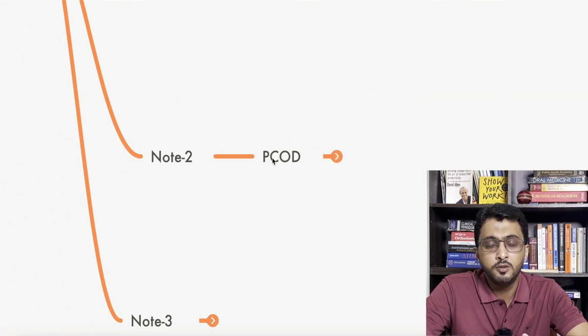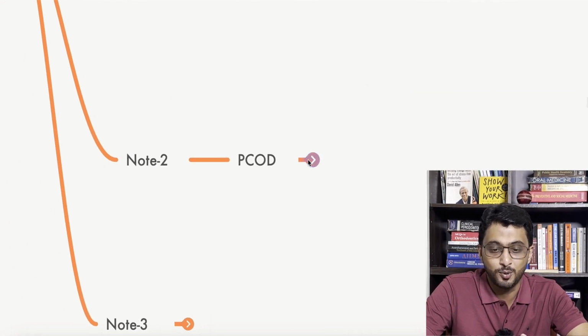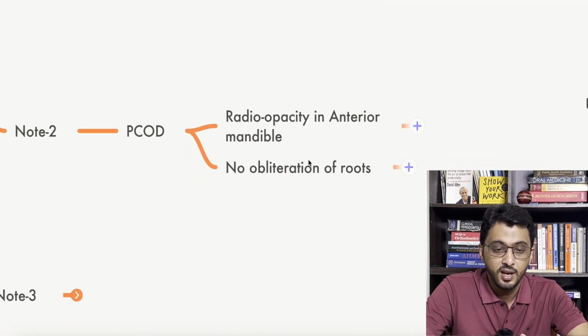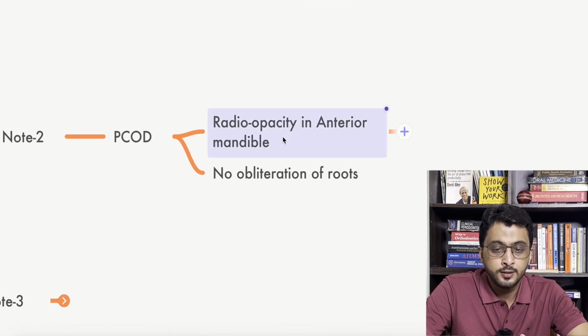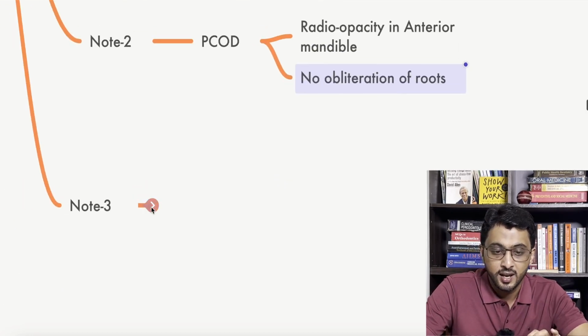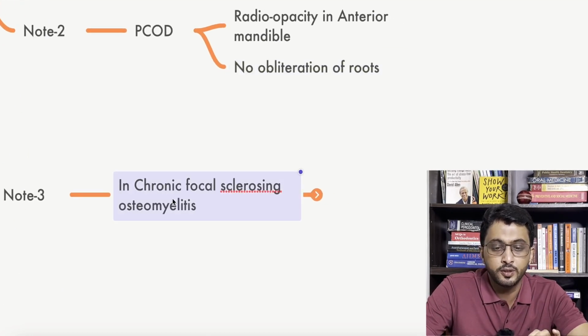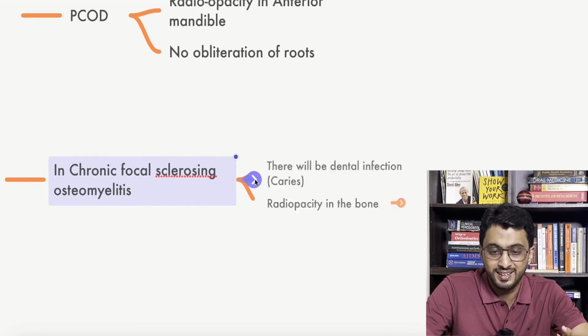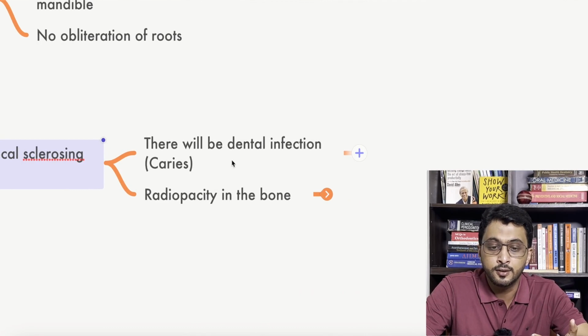Another thing, in PCOD, what is that? Periapical cemental dysplasia. It is not the polycystic ovary disease, PCOD. Now here, radiopacity is not in the molar region. It is in the anterior region. And there is no obliteration of roots again, and there is no radiolucent line also. Now, another thing is, how do you differentiate between this and condensing osteitis, which you call focal sclerosing? Basically here, in condensing osteitis, there will be a caries lesion.